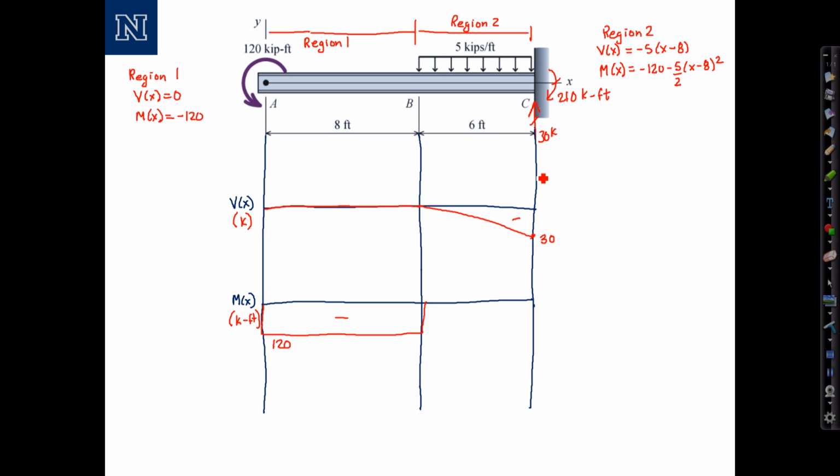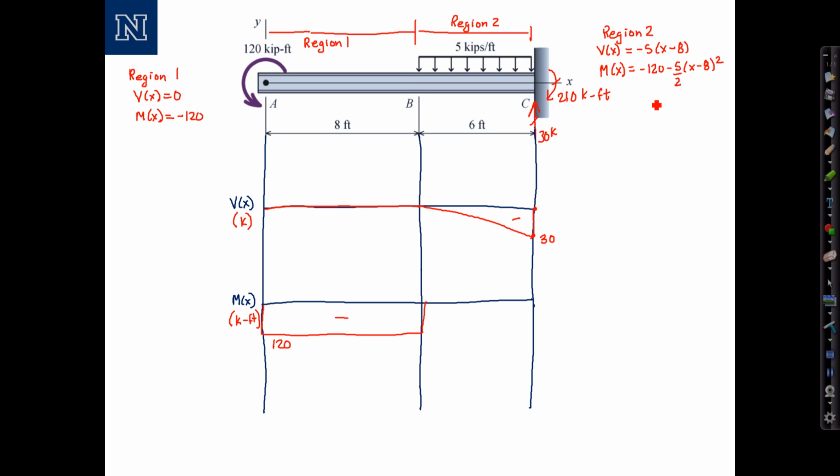And now notice that my reaction is also equal to 30. And this is a good check, because it tells me my shear force diagram is going to jump up at the end by the amount of the reaction, and it should go back to 0 at the end. So that tells me that it looks good.